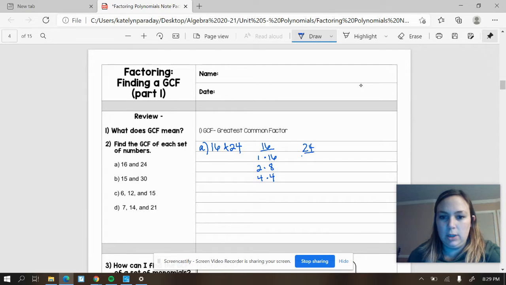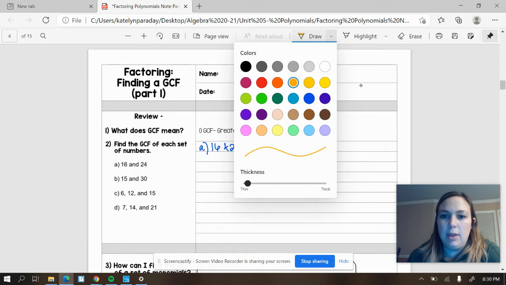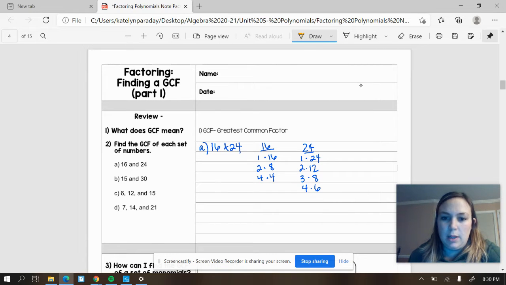Then 24 is 1 times 24, 2 times 12, 3 times 8, and 4 times 6. So now what we do is we take a look at the biggest number that these have in common. I see 8 here and 8 here. There's no other bigger one. Like 12 is not in here, 16 is not with 24. So our GCF would be 8.